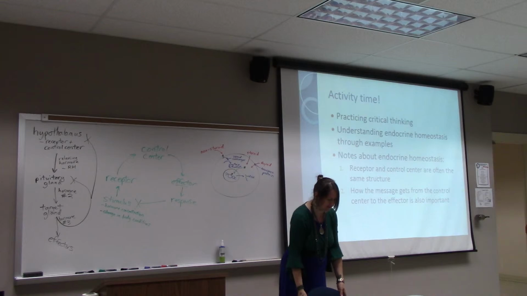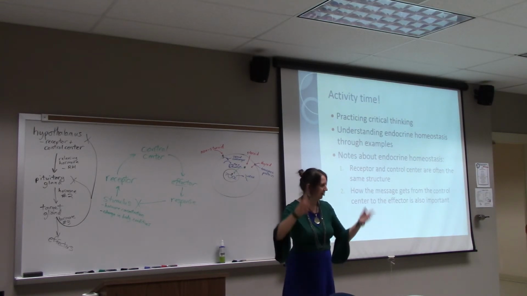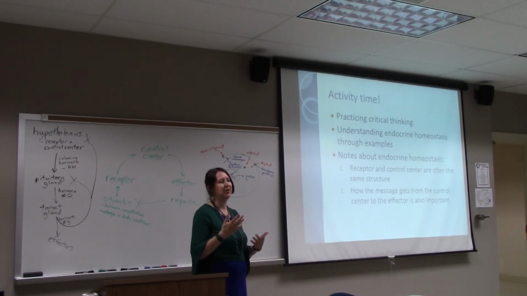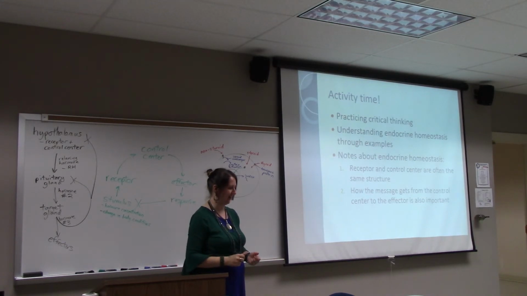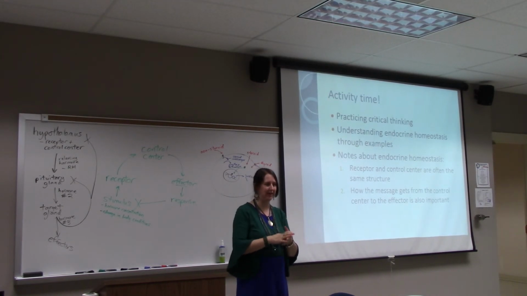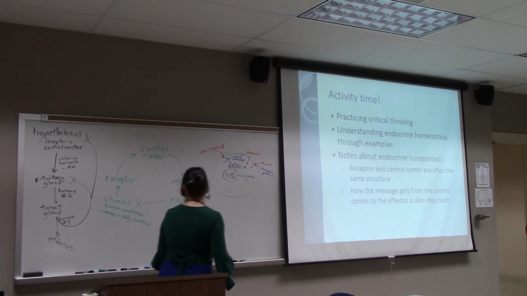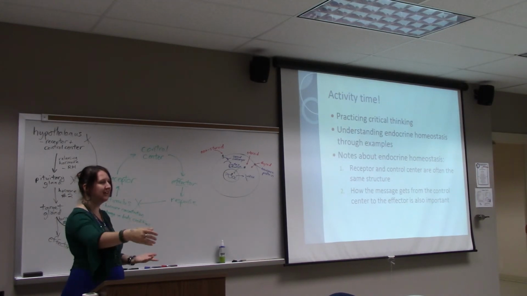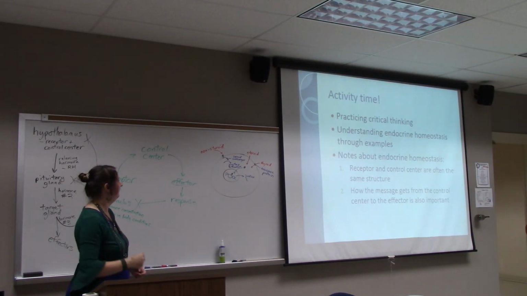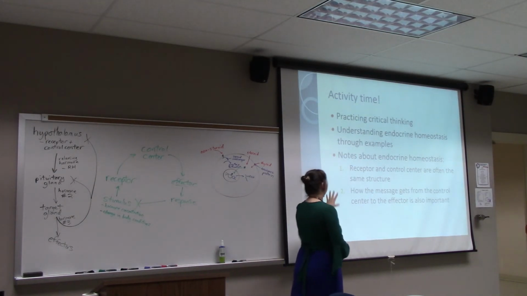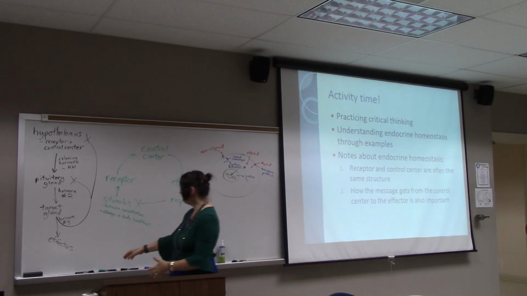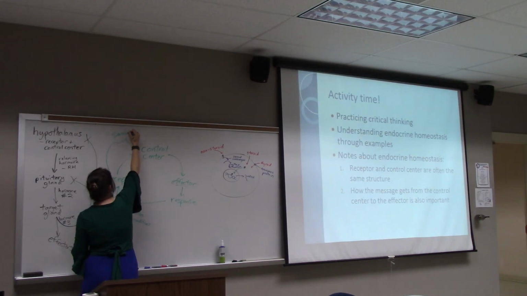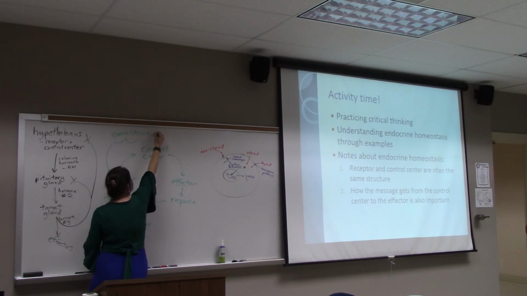So this is a type of critical thinking exercise where you're going to take the information you have, which is the little story given there, and combine it with the information you have on how homeostasis works and mash them up. What's the stimulus? What's the control center? So 2 notes about this. In the endocrine system, as I said, the receptor and control center are often the same structure. And in this example, they are.